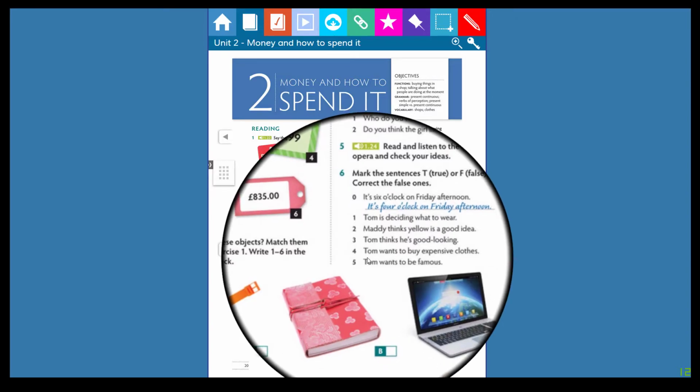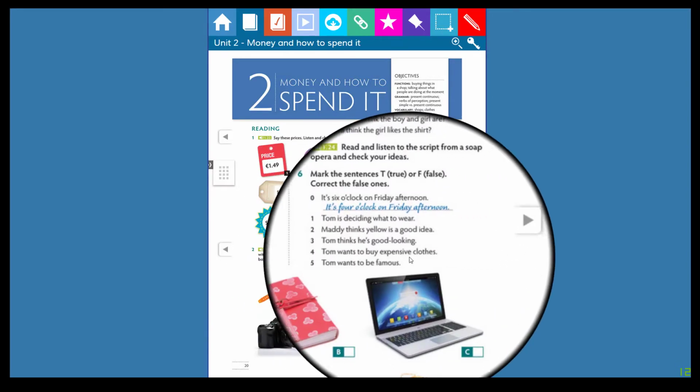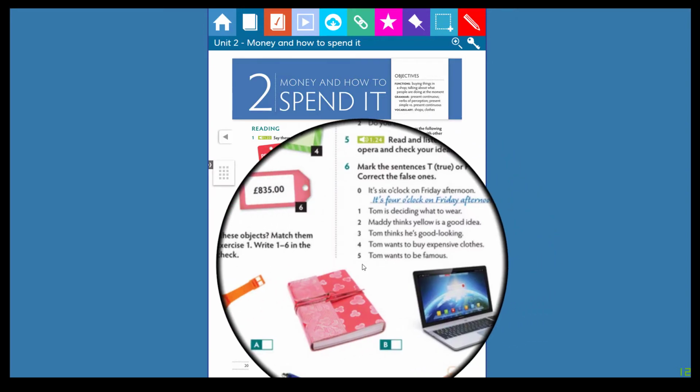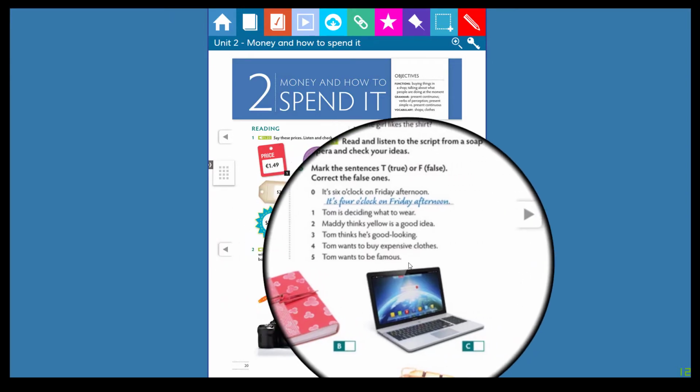Number 4. Tom wants to buy expensive clothes. What do you think? False again. He wants to buy nothing expensive. And number 5. Tom wants to be famous one day. What do you think? The answer is true. Very good.